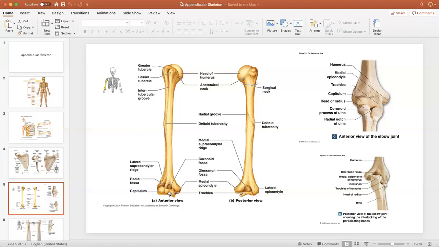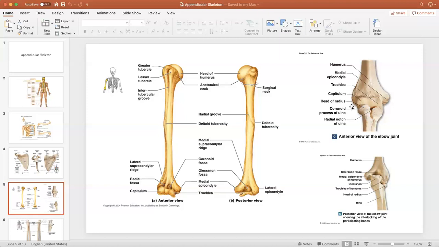Then we have the trochlea. If we know where the medial side is, then we know what side the ulna is on. So the ulna has the olecranon and the coronoid process, and also has the trochlear notch. The medial side is the trochlea, the lateral side is the capitulum. The medial side is where the ulna attaches, that's a trochlea. The capitulum is where the radius attaches.